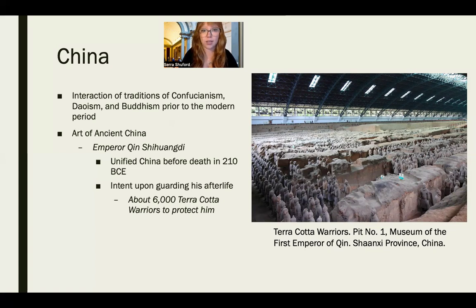So much so that this emperor, I'm just going to say Emperor Q because I don't want to botch this name. He was a very important emperor. He unified China before his death, and he was very intent upon guarding his afterlife. So he had these 6,000, if you can see them here, they're so tiny that they kind of just become almost like a texture. But there are 6,000 terracotta warriors that are lined up to protect him in his final resting place. These are all cast, and so they look very similar to one another, but still incredibly impressive.